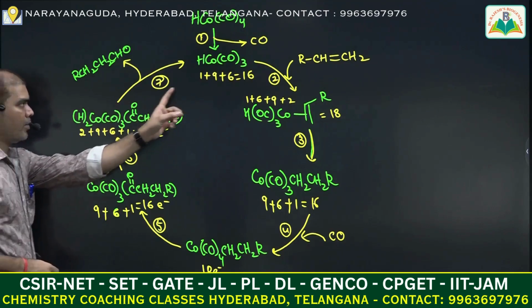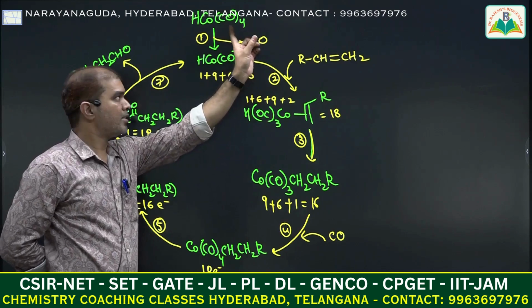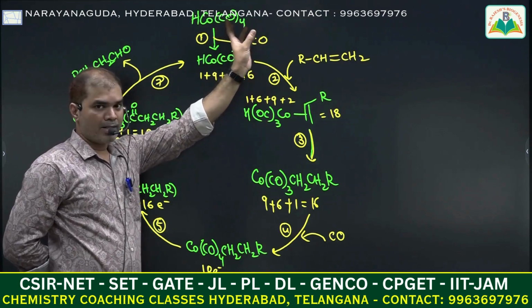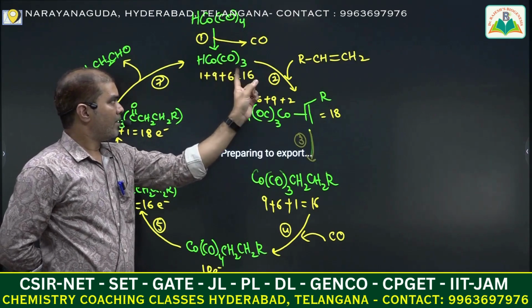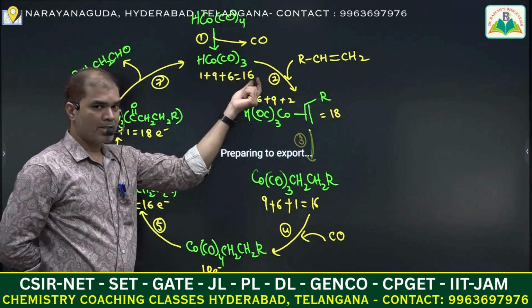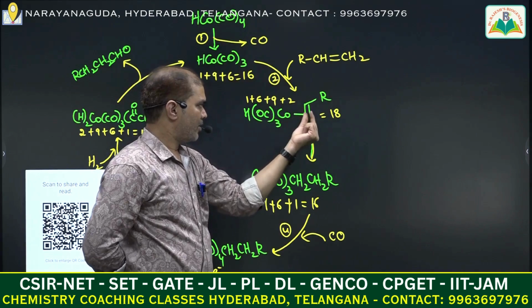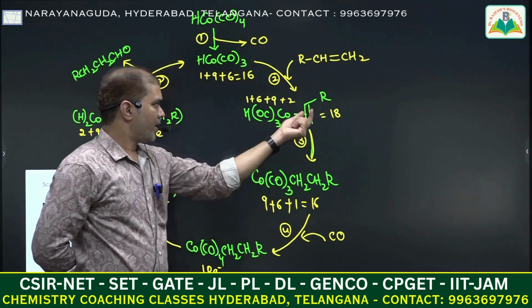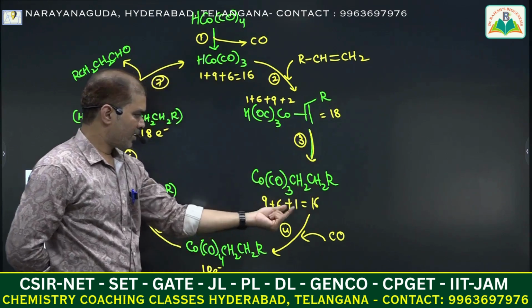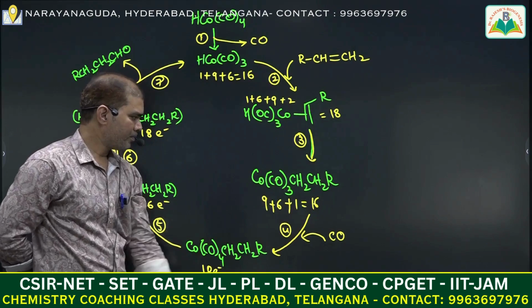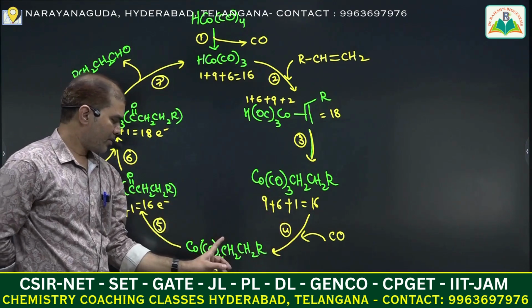So if I count the electron system carefully, from 18 we started, which is a pre-catalyst that cannot act as a direct catalyst, so one carbonyl has to be lost. Once carbonyl is lost, it is giving the active catalyst HCo(CO)3, which is a 16 electron system. It is adding on to the alkene, and once it is adding on to the alkene, it is a pi addition. It is giving an 18 electron system. After the 18 electron system, we have an alkene insertion, which is giving a 16 electron system. After the 16 electron system, there is a carbonyl addition, that is again giving an 18 electron system.